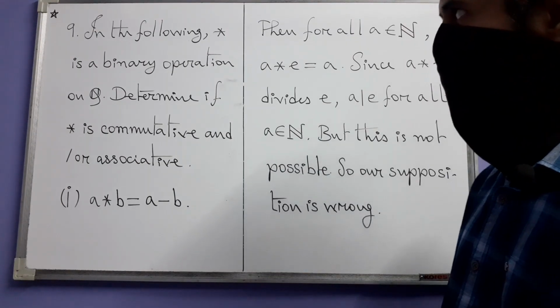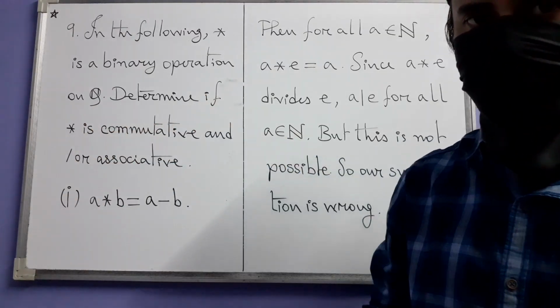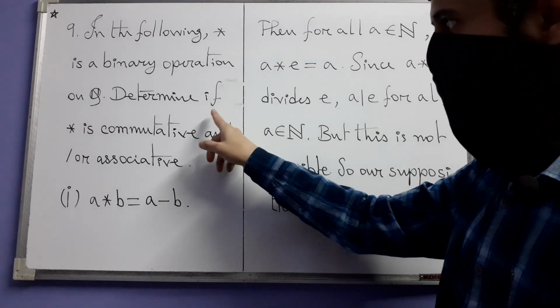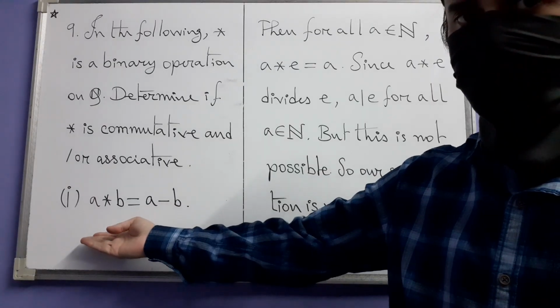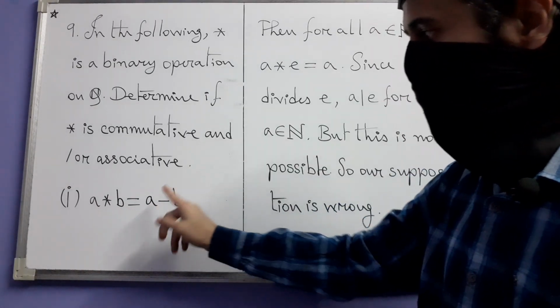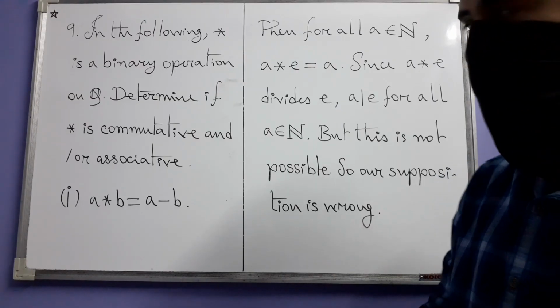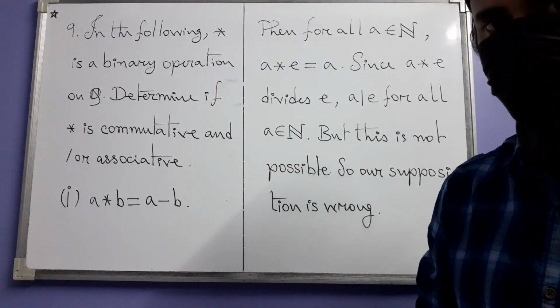Next, number 9. In the following, star is the binary operation on Q, the set of rational numbers. There are some parts. We have to determine if star is commutative and or associative. In part 1, this is the operation. A star B is A minus B. Note that it's a legitimate binary operation. For two rational numbers A and B, A minus B is a unique rational number.